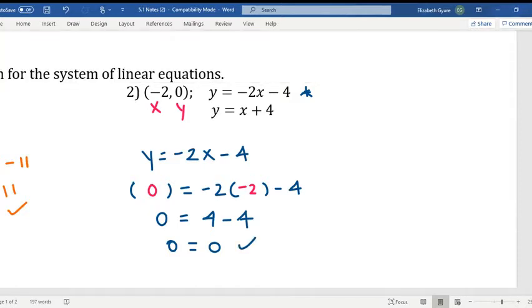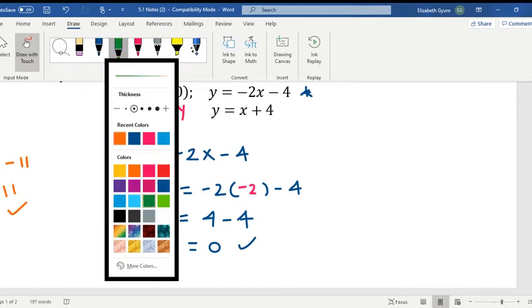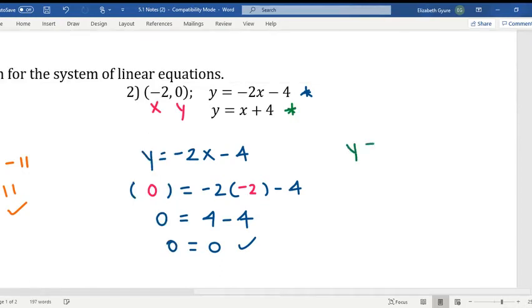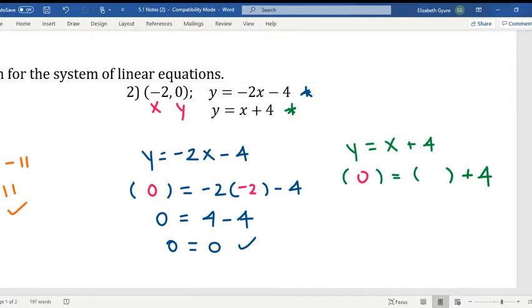We still got to check the other one out, though, don't we? Okay. So for our other one, we have the equation y equals x plus 4. So we're going to have blank equals blank plus 4. All right, what's our y value that we're going to plug in? 0. So you're going to have 0 equals, and then x plus 4. What was our x? Negative 2.